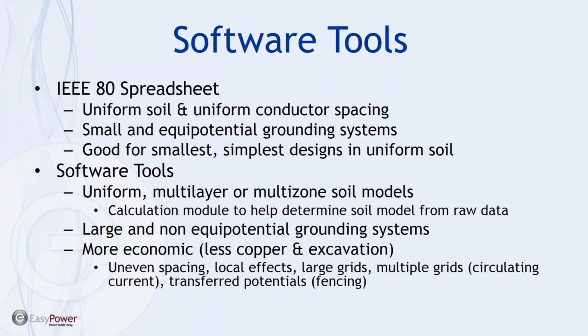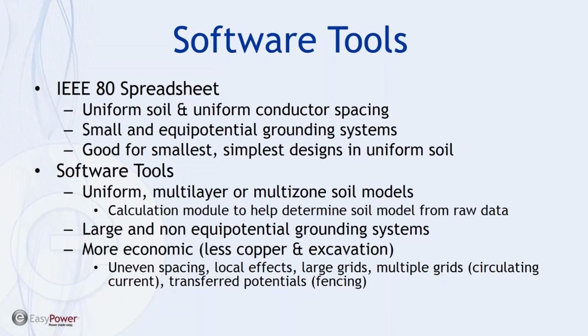In addition, software tools have the capability to model uneven grid conductor or rod spacings. This often ends up in a more economical design because you don't need the density of conductors everywhere. You need it in certain areas. The requirement for this will change depending on soil characteristics, so it's not always the same. With software, you can also model localized effects like we've talked about, and solve them with local solutions. Software is much more capable of doing large grids, which includes mutual and self-impedances, so no equipotential assumption.